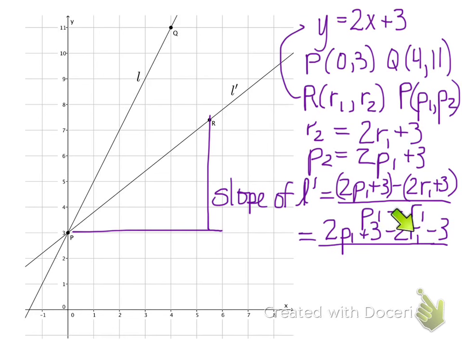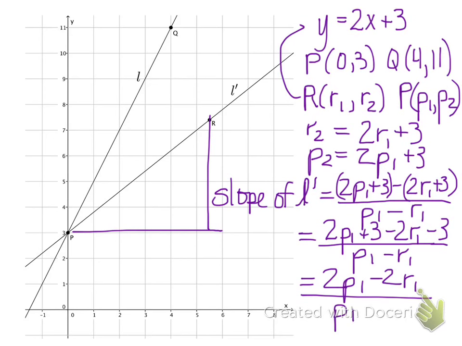Okay, so let's look at this. What does that simplify to? Well, first let's write the denominator again, P1 minus R1. So this just becomes 2P1. Notice I've got a plus 3 and a minus 3, which cancels out to 0. So I've got 2P1 minus 2R1 over P1 minus R1. And I'm running out of room, so I'm going to show you the next couple steps just by erasing here. So you can see that this is going to simplify to 2, and here's how.